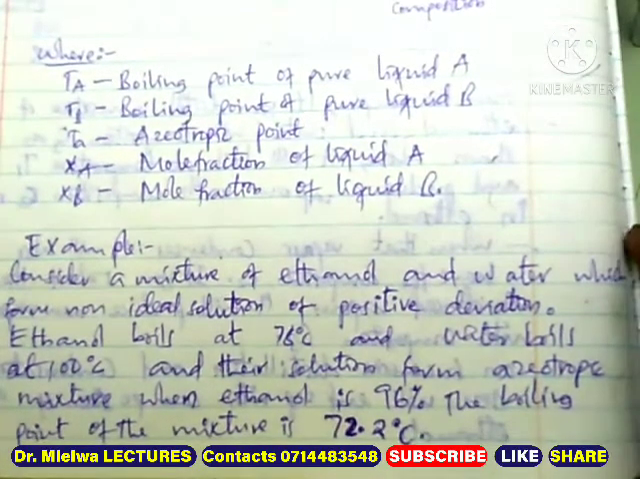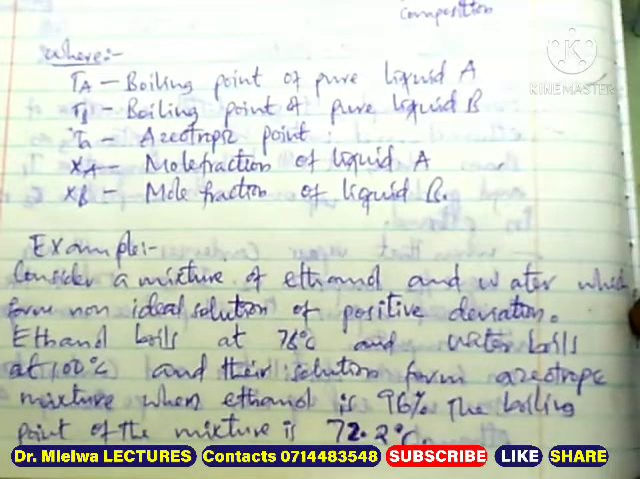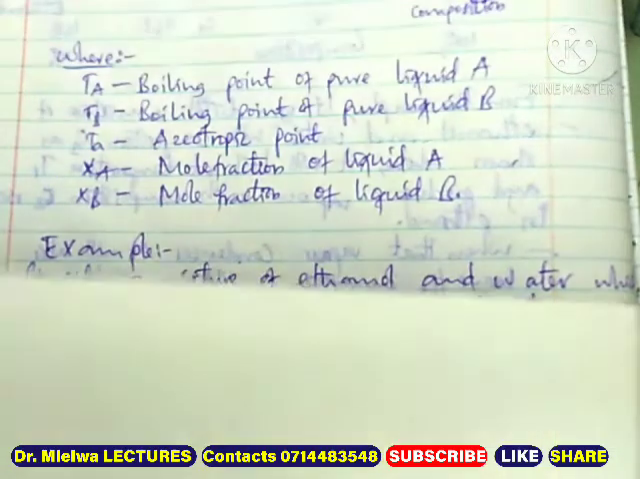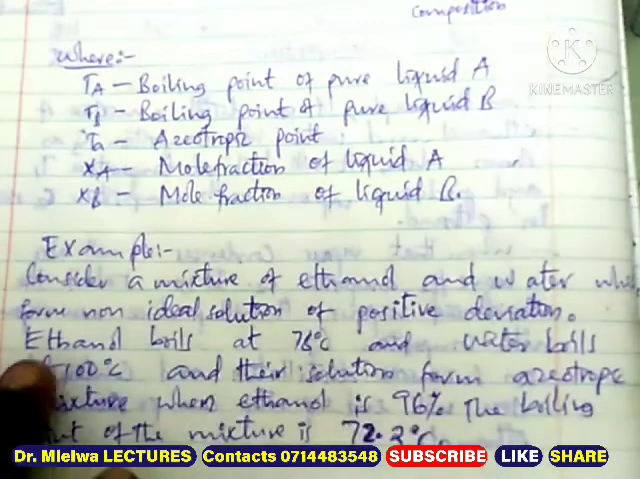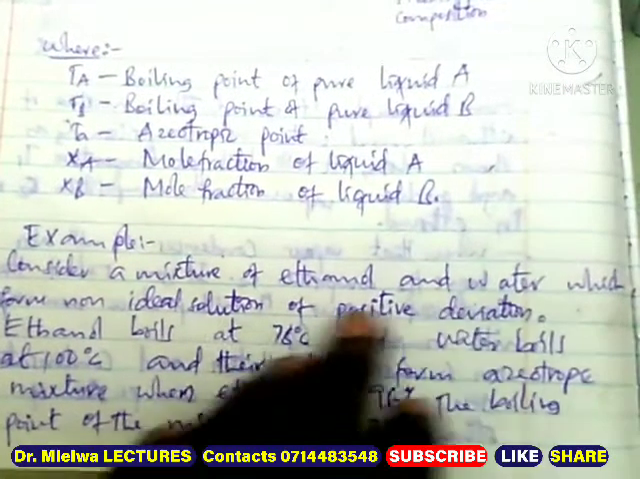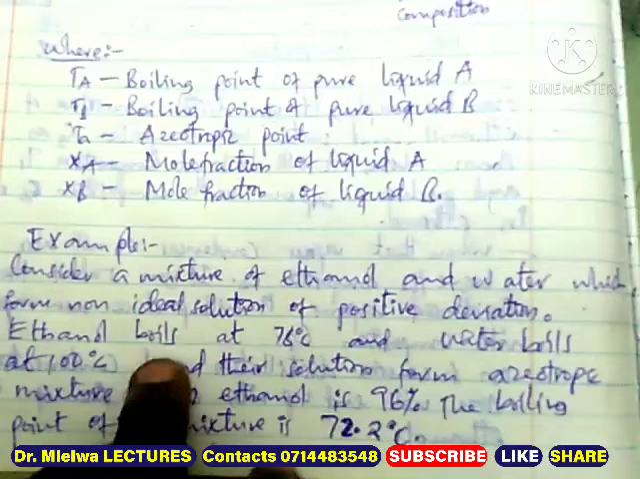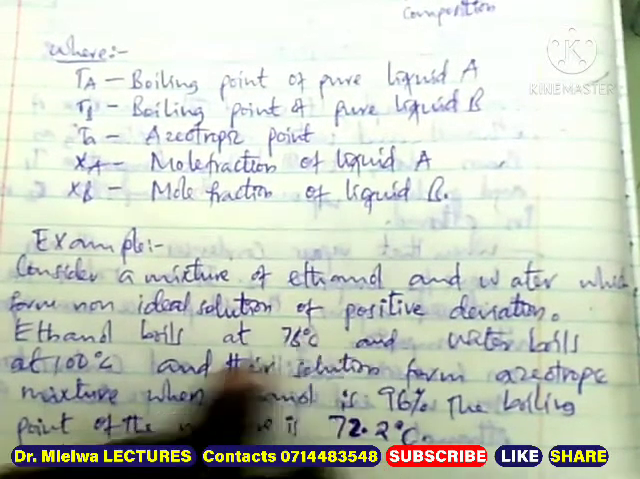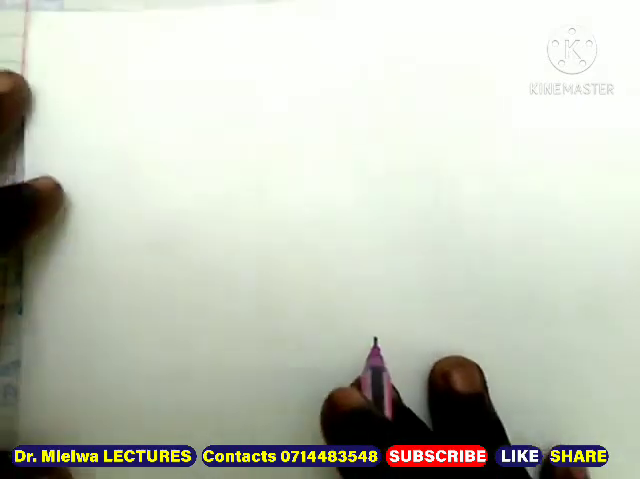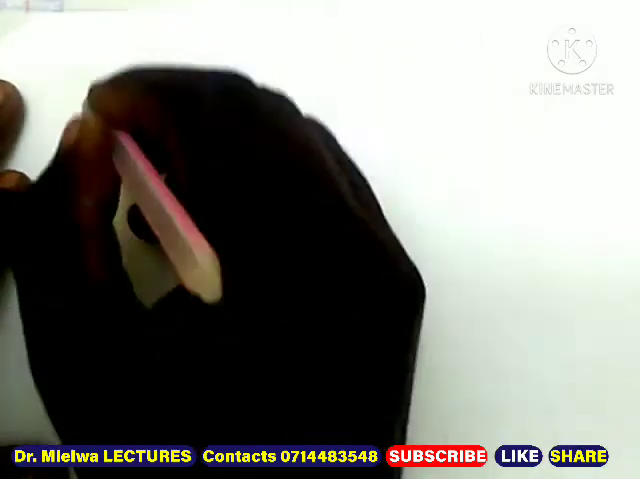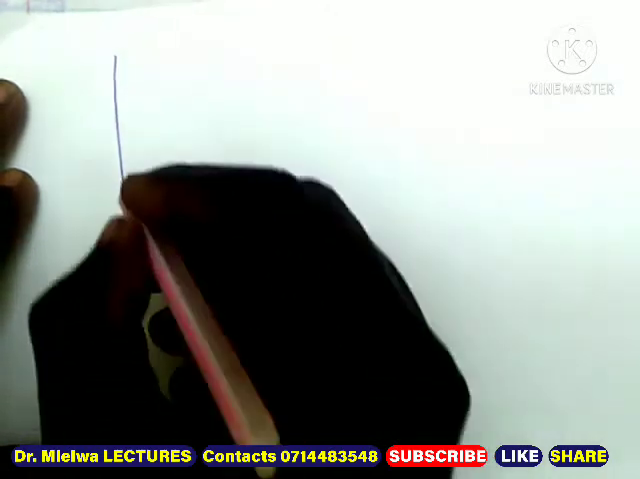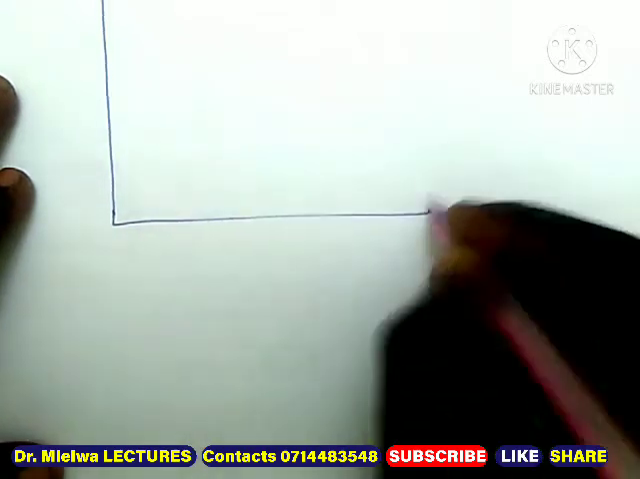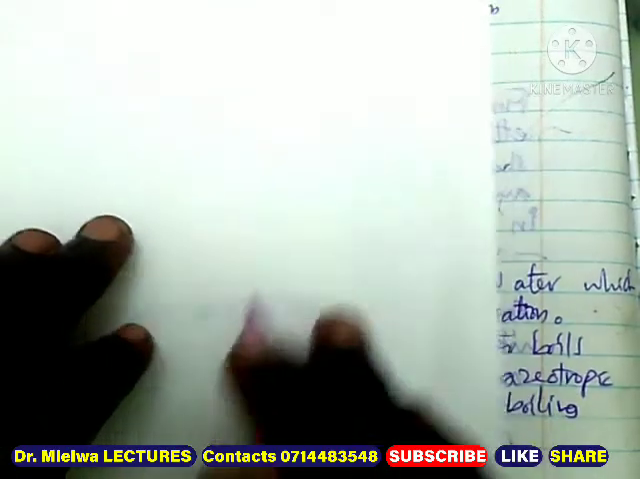Kwa hiyo kwenye swali unaweza kuambiwa labda uchore graph ya hiyo. Ni very easy, haihitaji graph paper hapa, tunatumia tu karatasi ya kawaida. Kwanza unatakiwa kuangalia mixture of ethanol and water forms non-ideal solution of positive deviation. Ethanol inaboil pale, water inaboil pale. So boiling point ya water ni kubwa kuliko ya nani? Ya ethanol. So tutachora graph yetu. Nataka nikuonyeshe ili kwamba kama kwenye exam ukiambiwa uchore graph of non-ideal solution ya aina hiyo unachoraje. So tunachora hapo.